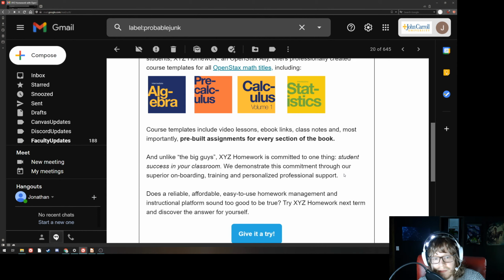"We demonstrate this commitment through our superior onboarding, training, and personalized professional support." The only thing in there that I think is objective and actionable for me is personalized professional support. That sounds like they're going to dedicate somebody, a customer service rep, to speak to me if I have any issues. That is the only thing there that sounds like a selling point. The other stuff, I don't know what superior onboarding is. I don't know what training is. So those don't really sell me.